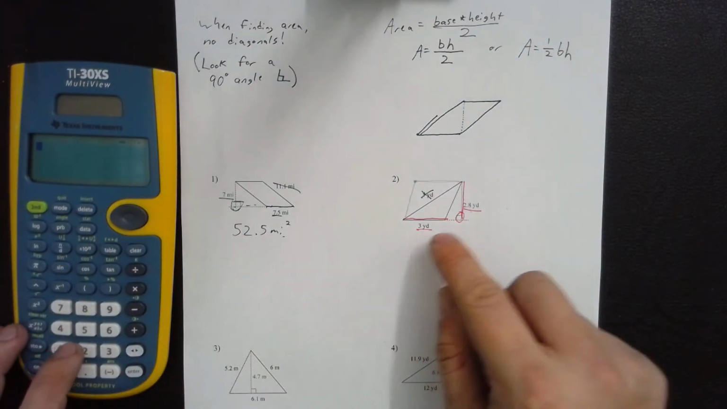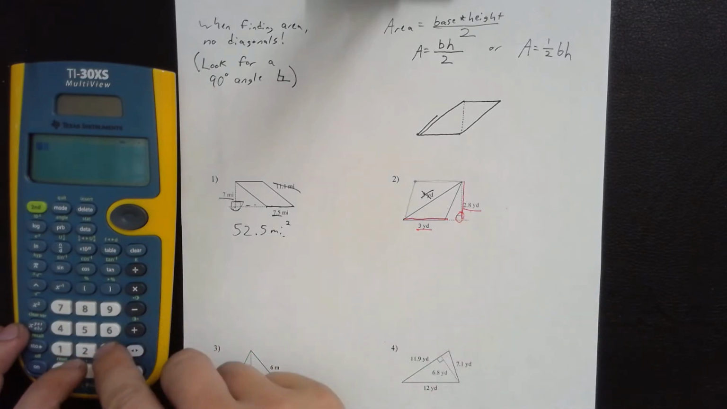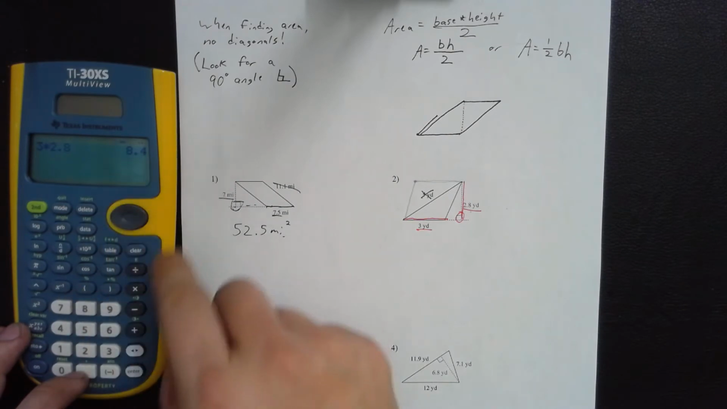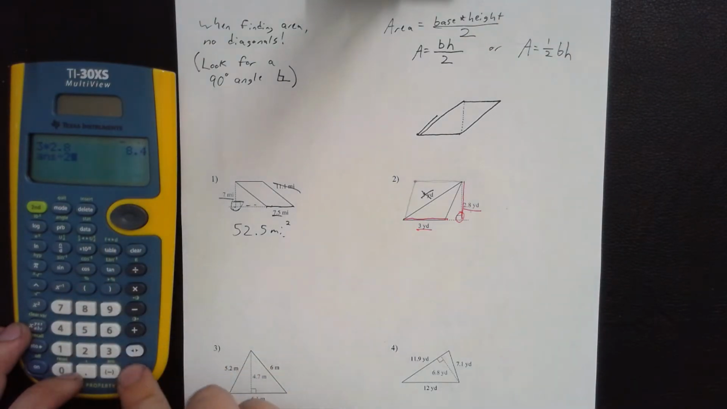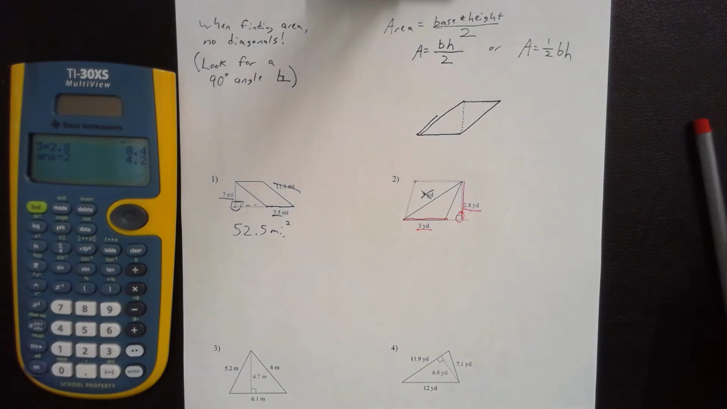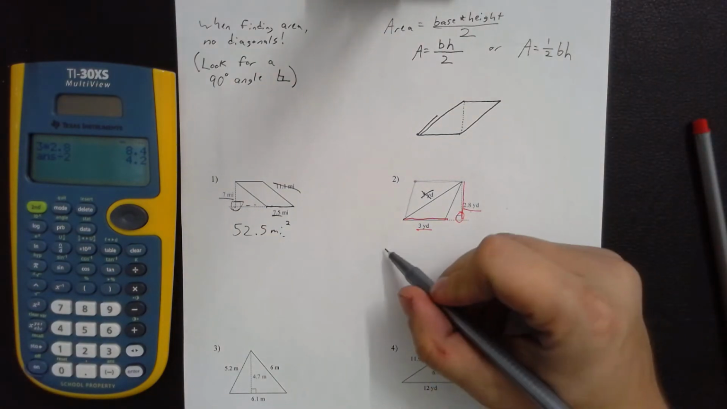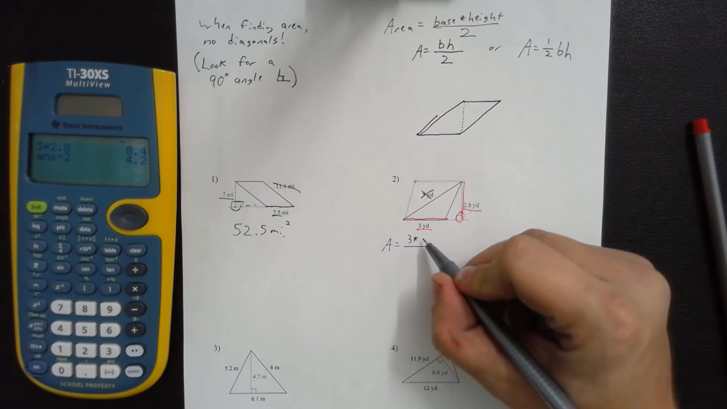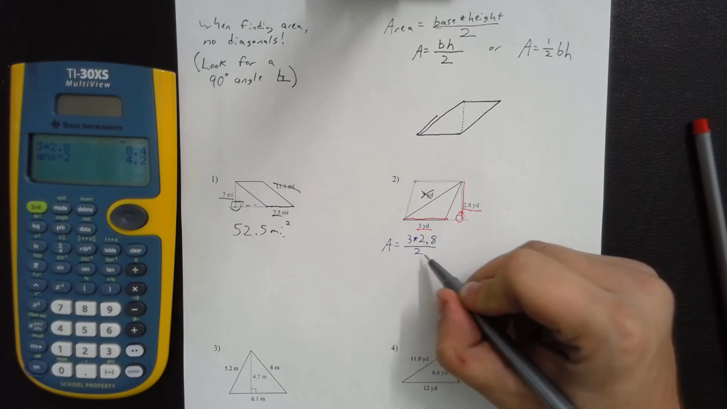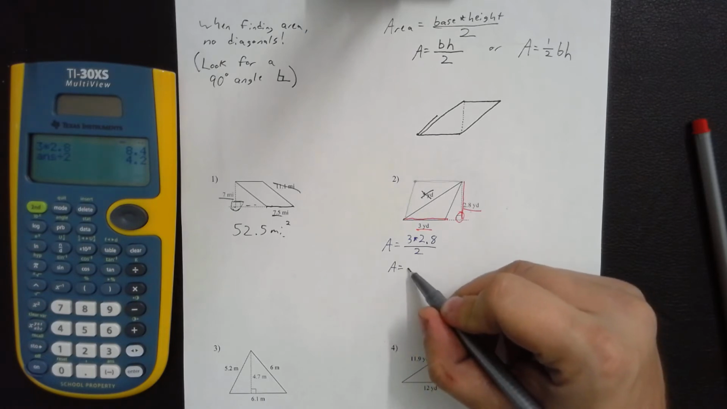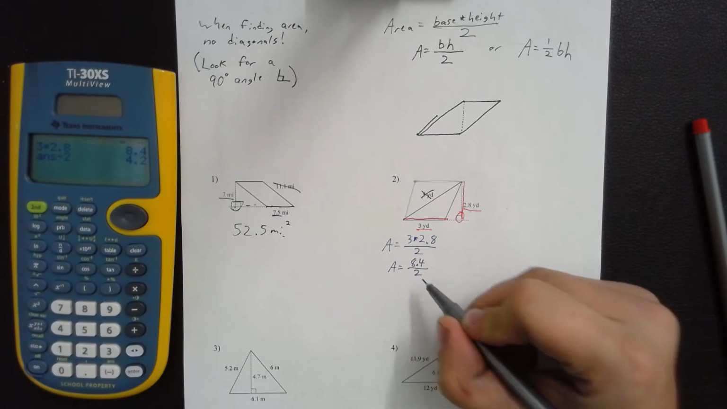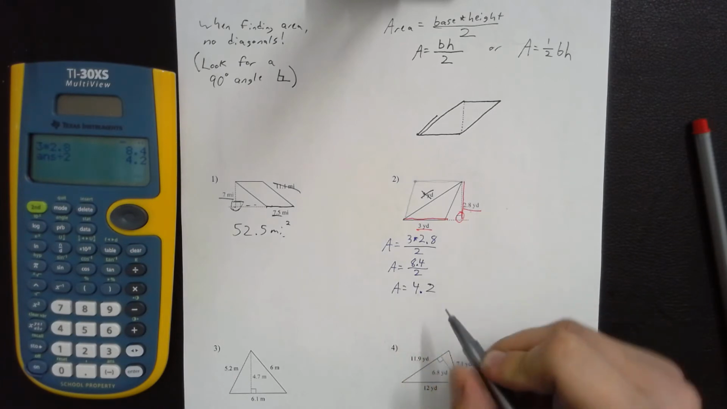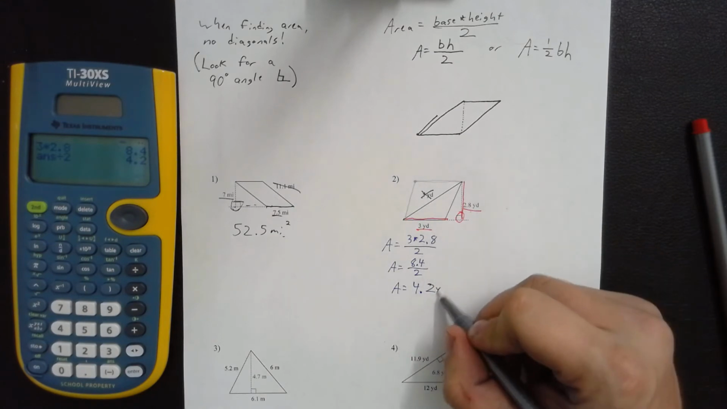We can either do base times height divided by 2, so 3 times 2.8, that was 8.4, divided by 2, I got 4.2. So, one formula, area equals 3 times 2.8 divided by 2. Area equals 8.4, and I still divide by 2. Area, the answer was 4.2 yards squared.